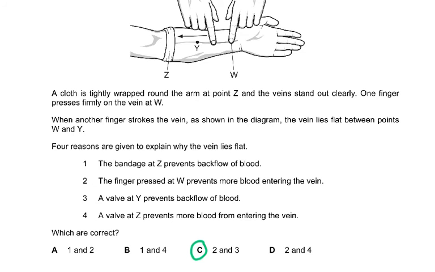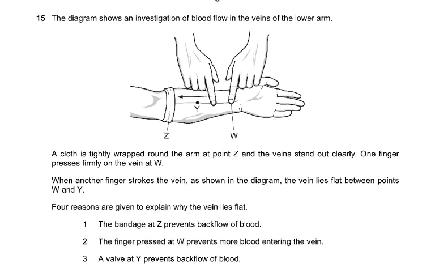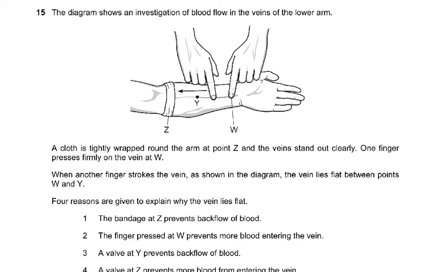Now, this is the most difficult question. I've been asked this many, many times by all of you on WhatsApp. The diagram shows an investigation of blood flow in the veins of the lower arm. The most important thing you've got to look at is that in veins, blood is flowing back to the heart. So this is the direction. If this is your arm, just draw a line on your arm with a pen, that this is the direction.